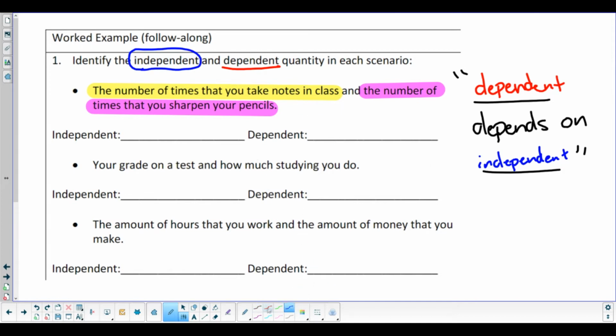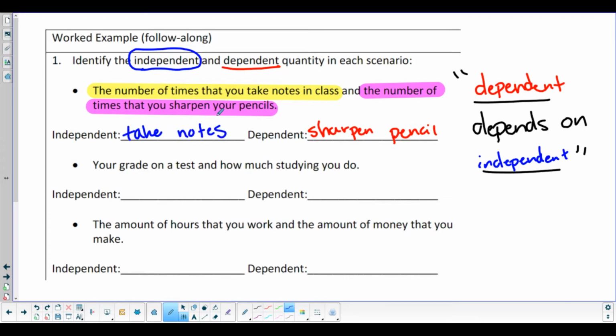I think that the number of times you sharpen your pencil, and I didn't give you enough space to write it out entirely, so let's say sharpen pencil, that second quantity, that depends on the amount of times you take notes, right? The more I take notes, the more times I have to sharpen my pencil.